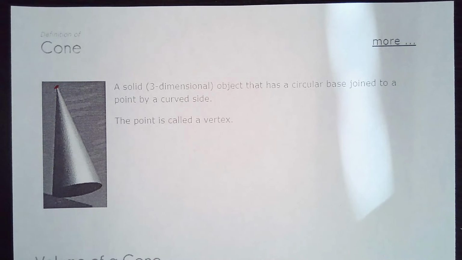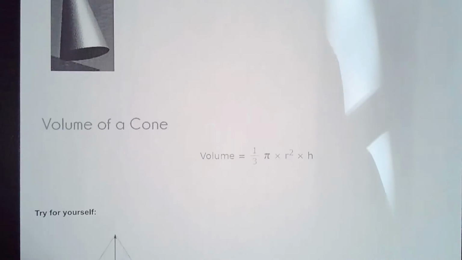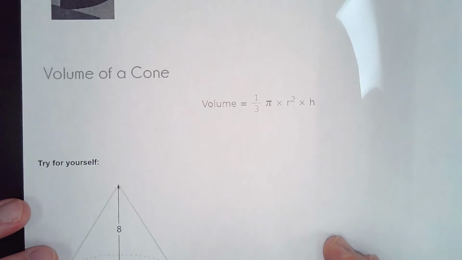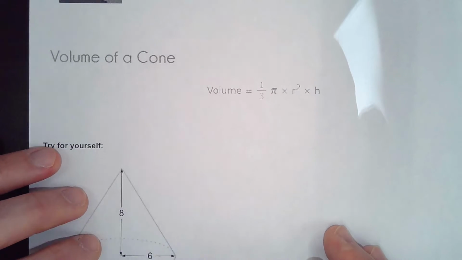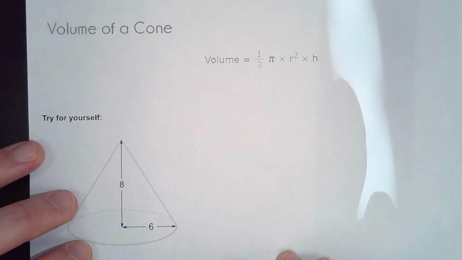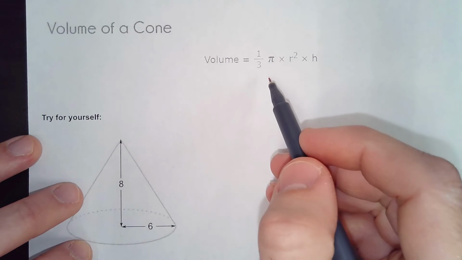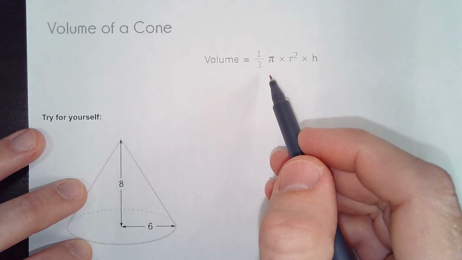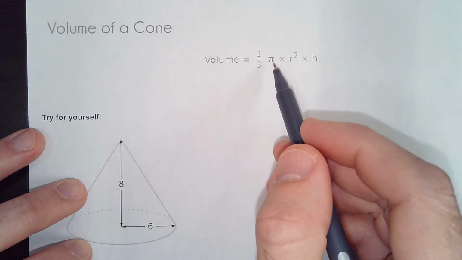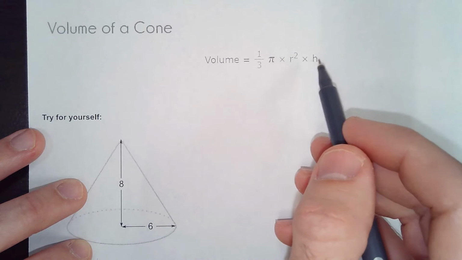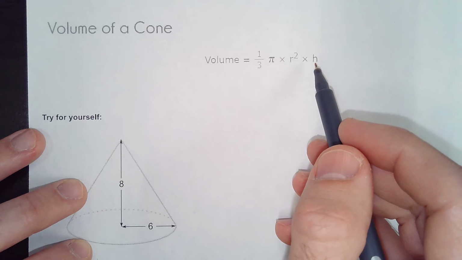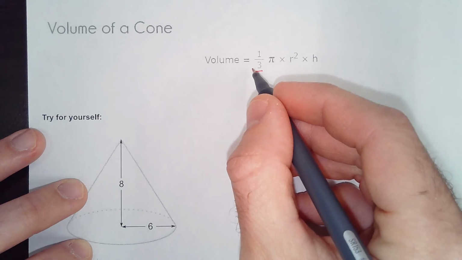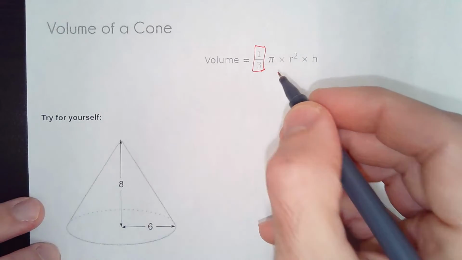All right, now our formula for the volume of a cone. If you watched my video yesterday for how to find the volume of a cylinder, it was pi times r squared times the height. So today our formula is the same. The only thing different is we add this 1/3.